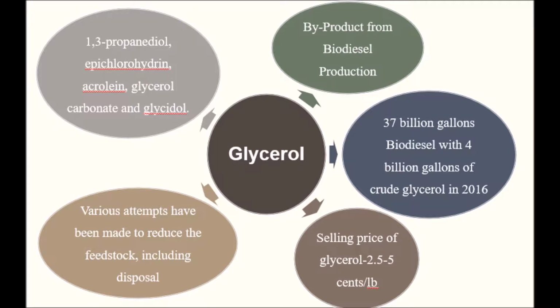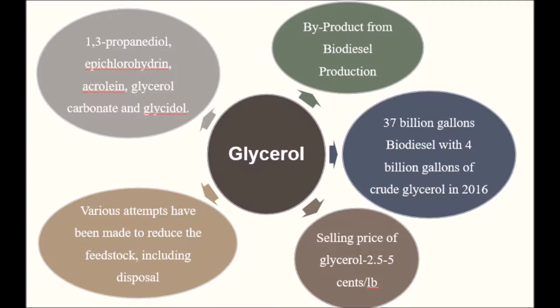Glycerol is a byproduct from biodiesel production, in which for every 10 kg of biodiesel produced, 1 kg of glycerol is produced. The growing industry of biodiesel also led to the excess of glycerol stock. An estimated feedstock of biodiesel will reach 37 billion gallons in 2016, with 4 gallons of crude glycerol. As such, selling price of glycerol has been reduced to 2.5 to 5 cents per pound.